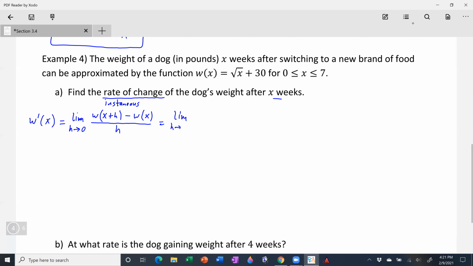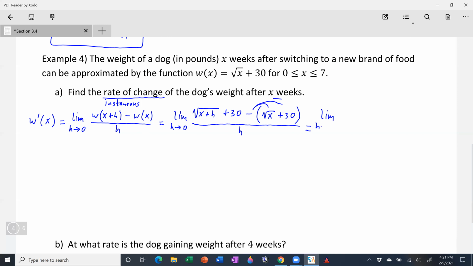The limit as H goes to 0 of, okay, so W of X plus H. The function says square root of input. So square root of input, and then it has plus 30, okay? So that's the first part. Then minus W of X, and I use extra big parentheses here. W of X is just the function itself. So the whole square root X plus 30, like so. All over H.